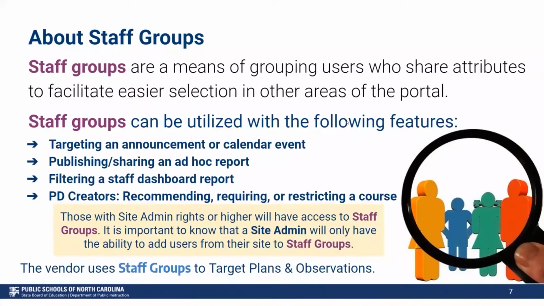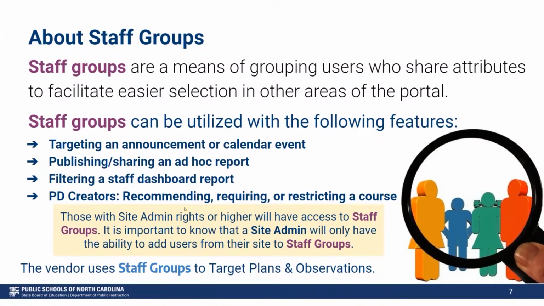Staff groups are a means of grouping users together who share attributes, and this should facilitate an easier selection of that group in other areas of the NCEES portal. The staff groups can be utilized with targeting announcements that are sent out through NCEES or calendar events that are created in NCEES, publishing or sharing an ad hoc report to a group of users. You can filter a staff dashboard report by that staff group.